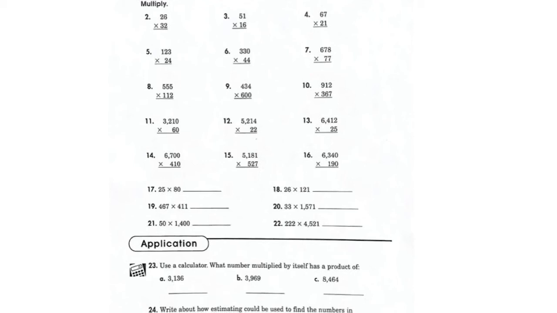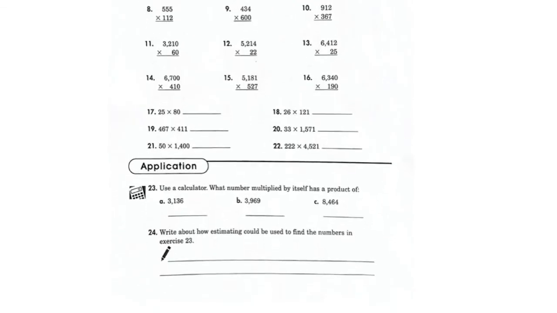Now, when you get down to the bottom, it does say use a calculator, but it's saying what number is multiplied by itself. So when I'm saying a number is multiplied by itself, it's like saying 4 times 4 equals 16. So here's your number. You have to decide what two numbers are multiplied to give you the final answer. That's what you do on 23.